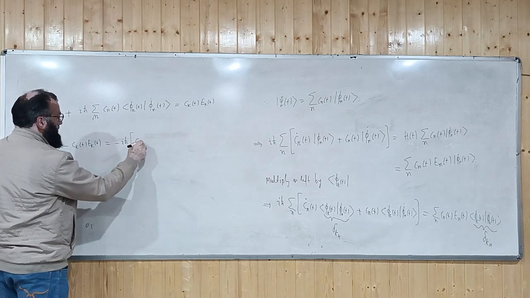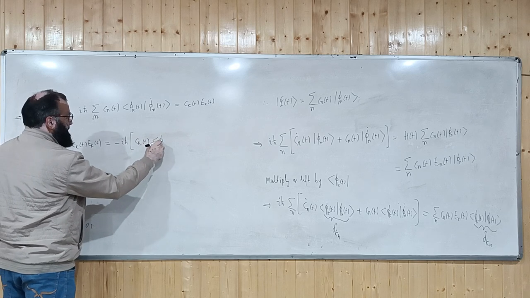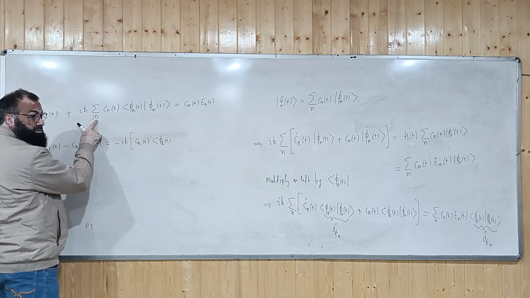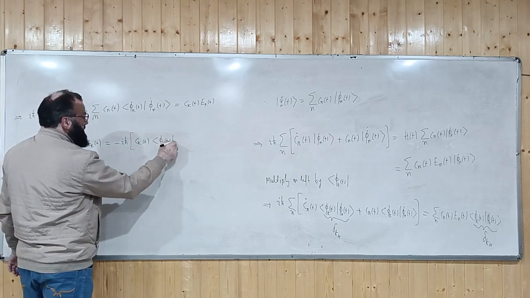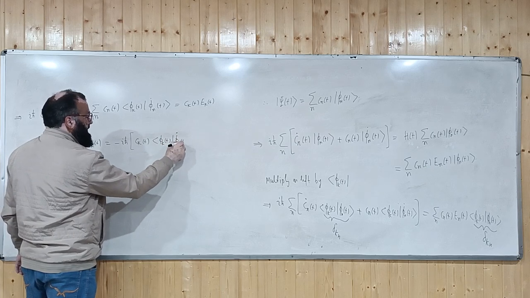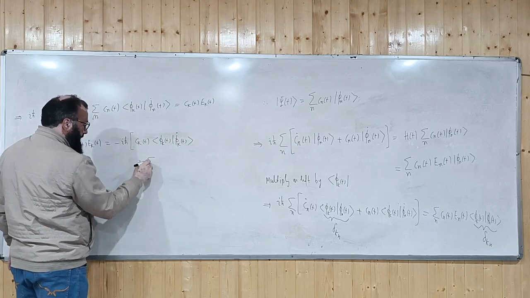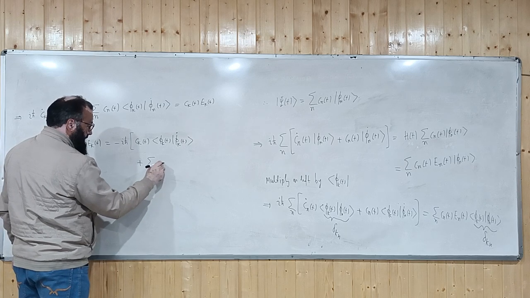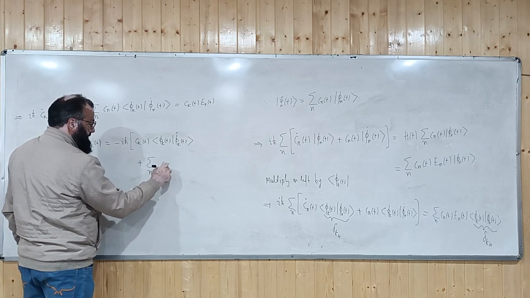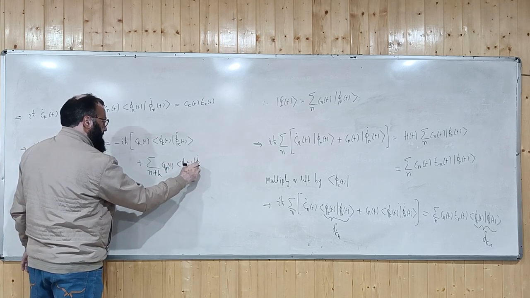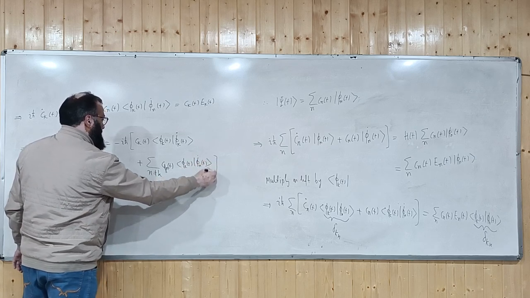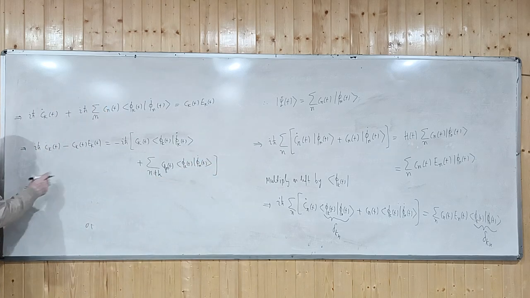So c_k of t, then you are having phi_k of t. So let me take n is equal to k term. So here I am taking n equal to k term, so that is phi dot k of t, clear? Then there is a term where n is not equal to k. So you are having c_n of t, phi_k of t, phi dot n. Got it? So you can just rearrange the terms.